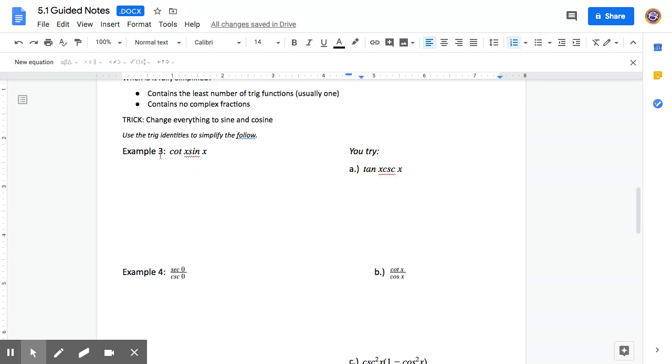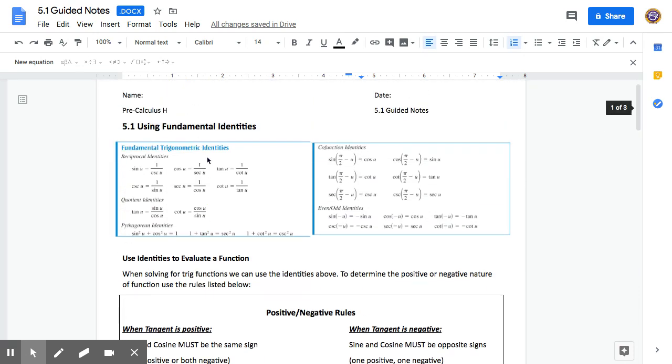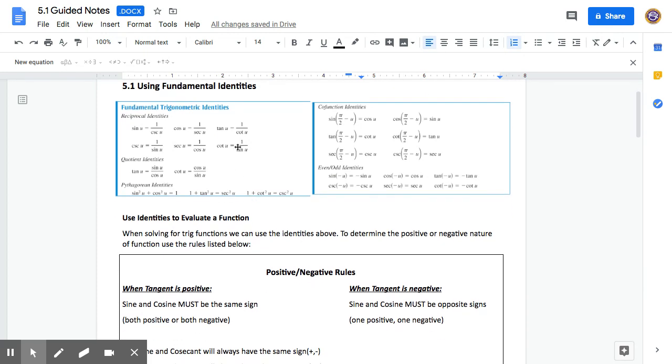So for example 3, we have cotangent of x times the sine of x. So let's take a look at our trig identities and see if there are any that say cotangent is equal to something involving sine and cosine. So here it says cotangent is 1 over tan. So we can keep that one in mind, but it's not sine and cosine. Here, cotangent is cosine over sine. Okay, that could be a potential.